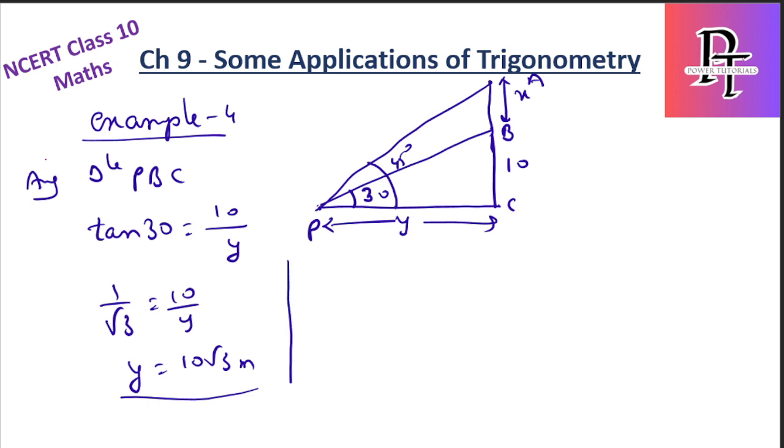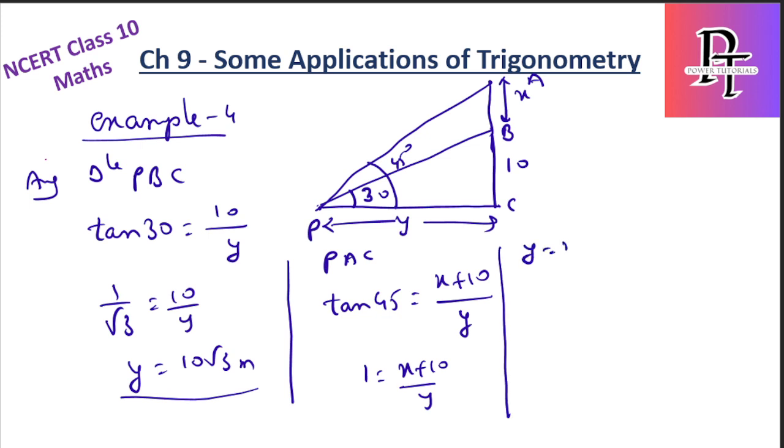Okay, let's take the big triangle which is PAC. If you consider the big triangle, what is tan theta? Theta is 45 here. Opposite side is the entire side which is x plus 10, by y. Y we already got, so let's write it as y here, and then we'll use y is equal to 10 root 3. But what is tan 45? Tan 45 is 1. 1 is equal to x plus 10 by y. So cross multiply, we'll get y is equal to x plus 10. The y value I have just written, it is 10 root 3. So 10 root 3 is equal to x plus 10. So x, which is the height of the flagstaff, is equal to 10 root 3 minus 10.